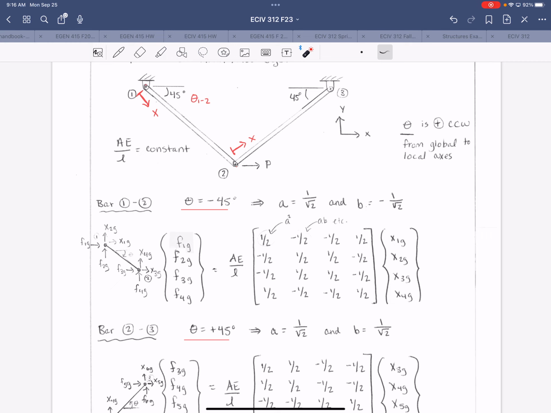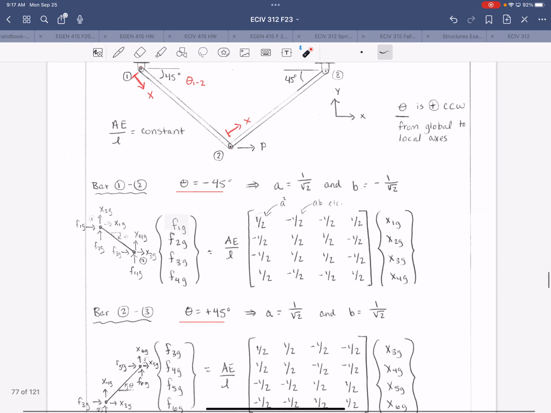In some cases, if you mess up the sign, it won't make a difference in terms of your global results. It may or may not. But when you go back to your local element stiffness matrices and try to use those global results to calculate your local forces and displacements, if you had this wrong, then that direction could get messed up. So you might get correct global results but incorrect local results. Just keep that in mind.